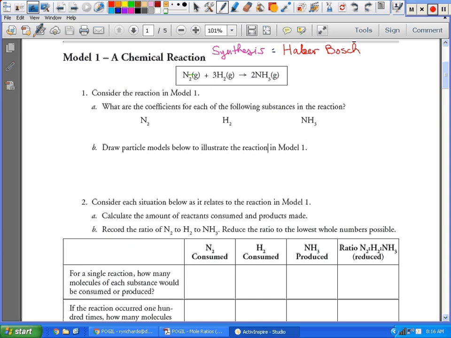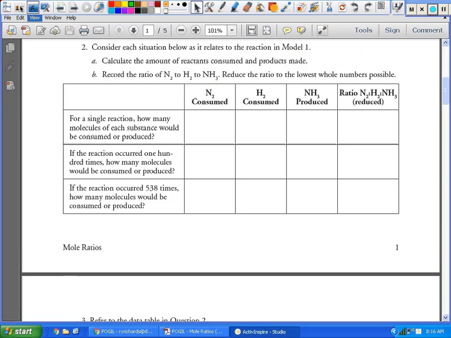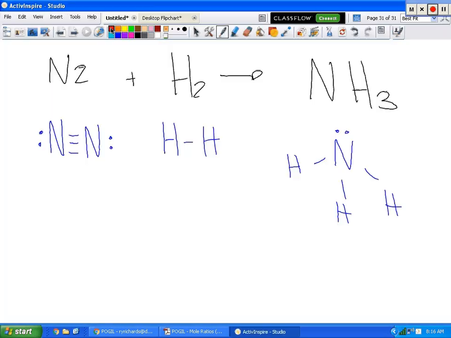All right, so number 2A, consider each situation below as it relates to model 1. Calculate the amount of reactants consumed and products made. There's two words that I want you to focus on right here. First of all, it's the C word, consume. What does consumed mean? Eaten or destroyed? Okay. So as this reaction is reacting, do you agree that all these atoms are just slamming into each other? And so if you go back and look at this picture, if you take one of these, you take three of these, you're going to get two of those, right? Because I should have actually balanced this. I apologize for not balancing it the first time. But that's essentially what you're going to get.